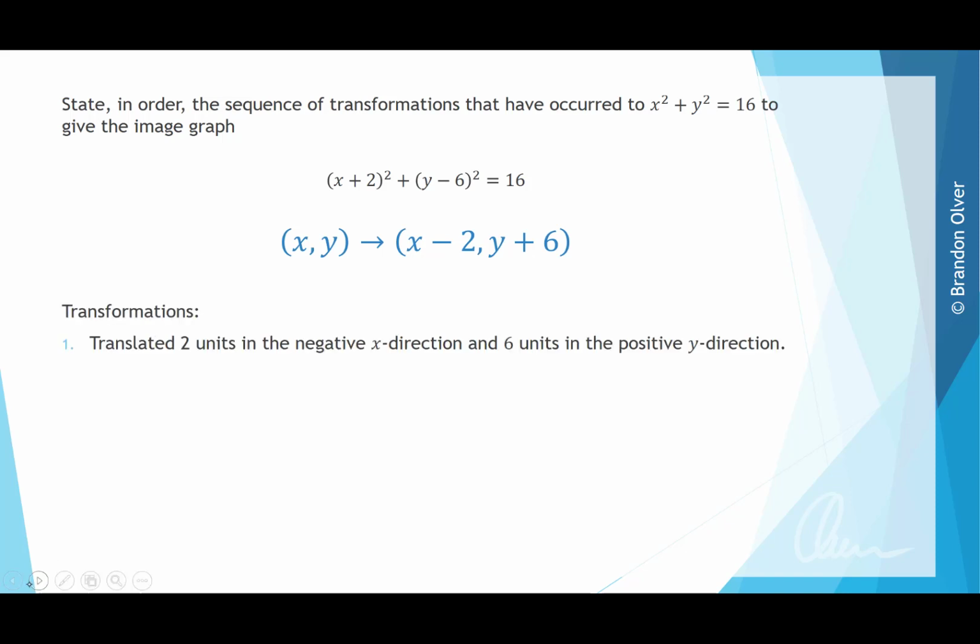So for this we only have translations that have occurred. So we have a translation of 2 units in the negative x direction, which is given by the x subtract 2 in the mapping notation, or the x plus 2 in the equation given. Then we also have a translation of 6 units in the positive y direction, which is given by the y plus 6 in the mapping notation, or the y minus 6 inside the given equation. So they are the transformations that have occurred to x squared plus y squared equals 16.